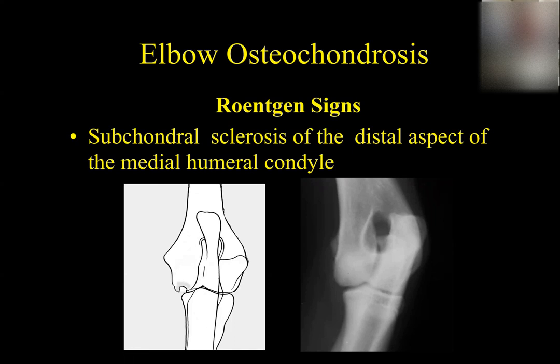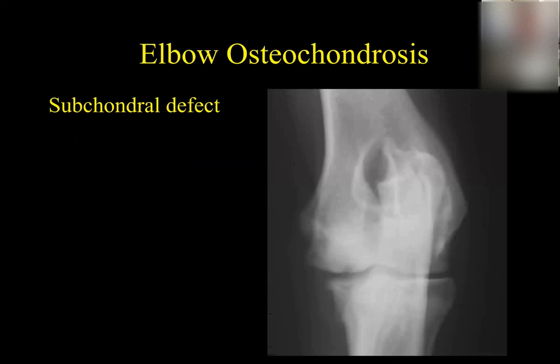Okay. So you have to shoot good films with proper positioning or you're going to miss them. Here's another one. So flattened area over here, it's kind of irregular in shape. We get this lucency right in the subchondral region. That's a typical osteochondrosis lesion.